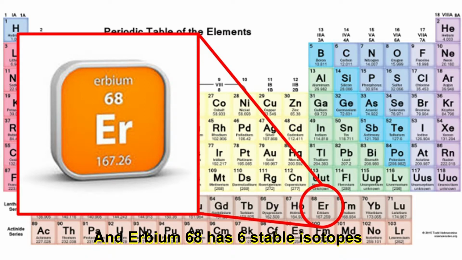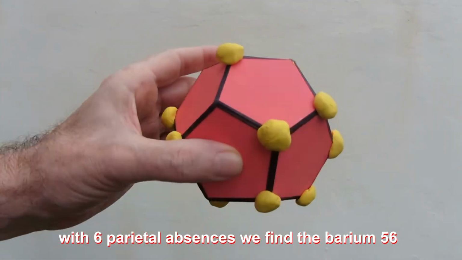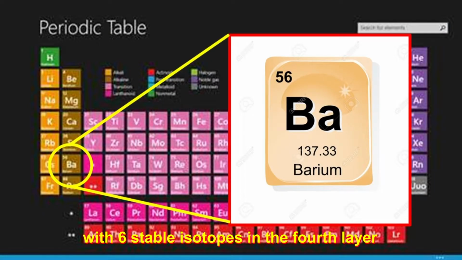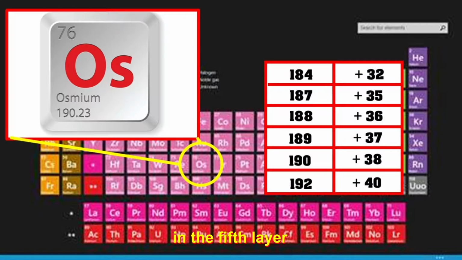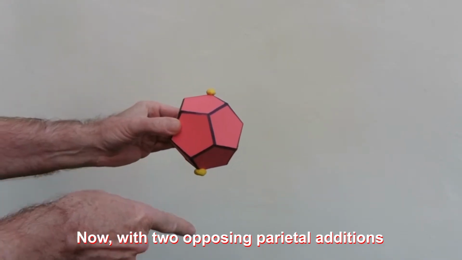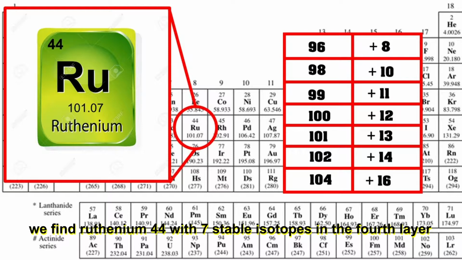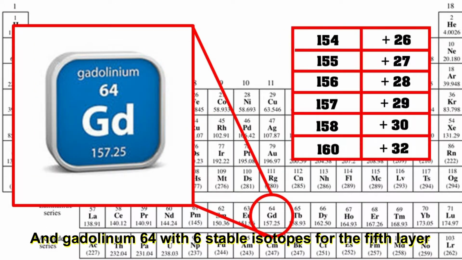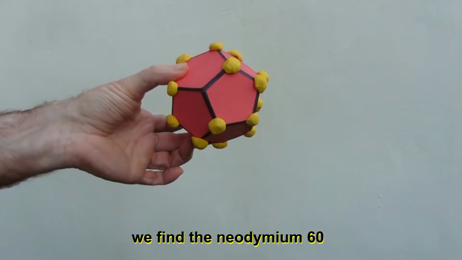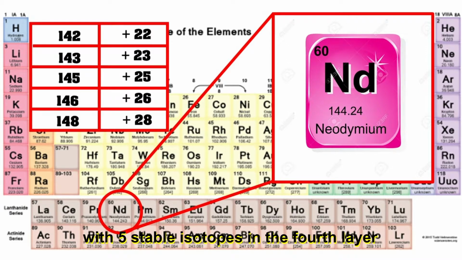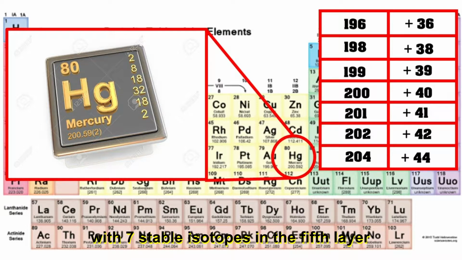And erbium-68 has 6 stable isotopes in the fifth layer. In contrast, with 6 parietal absences we find the barium-56 with 6 stable isotopes in the 4th layer, and osmium-76 with 6 stable isotopes in the 5th layer. Now, with 2 opposing parietal additions, we find ruthenium-44 with 7 stable isotopes in the 4th layer, and gadolinium-64 with 6 stable isotopes for the 5th layer. On the other side, with 2 absences in opposition we find the neodymium-60 with 5 stable isotopes in the 4th layer, and we have mercury-80 with 7 stable isotopes in the 5th layer.